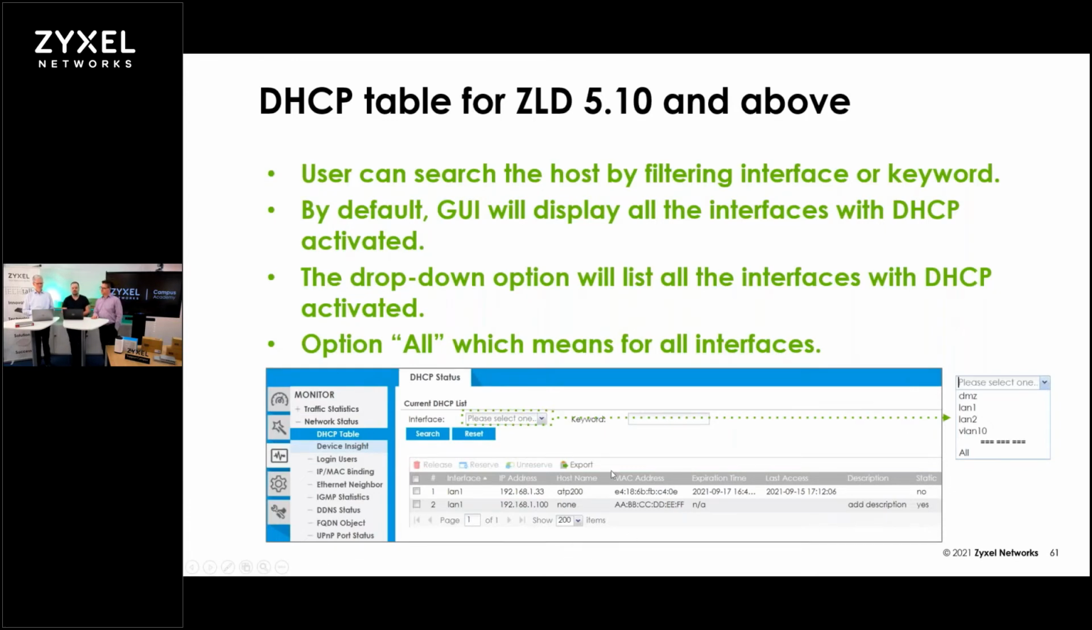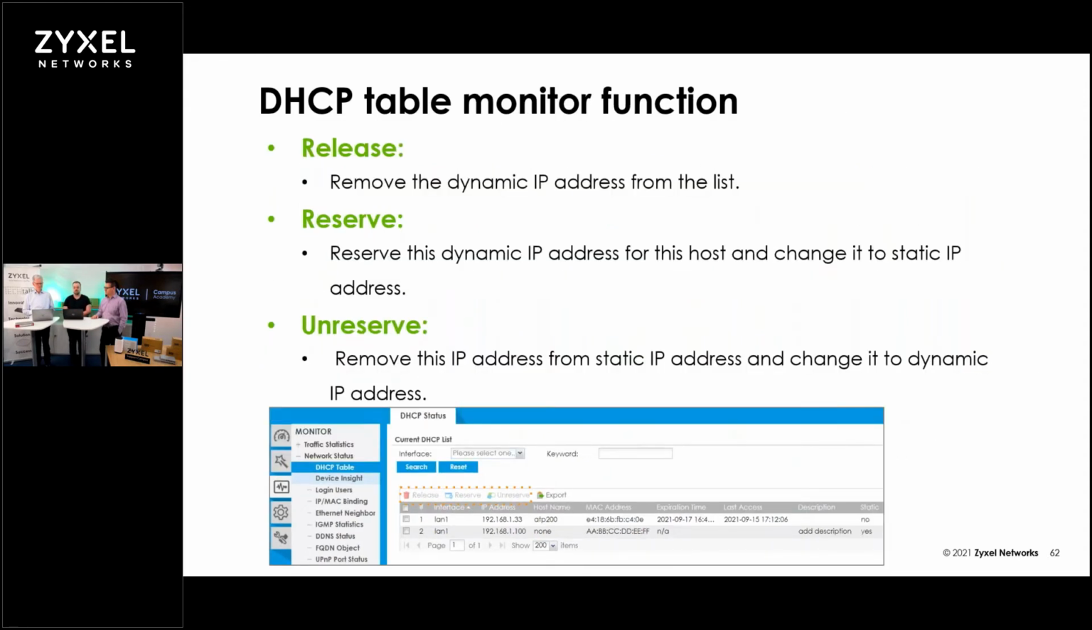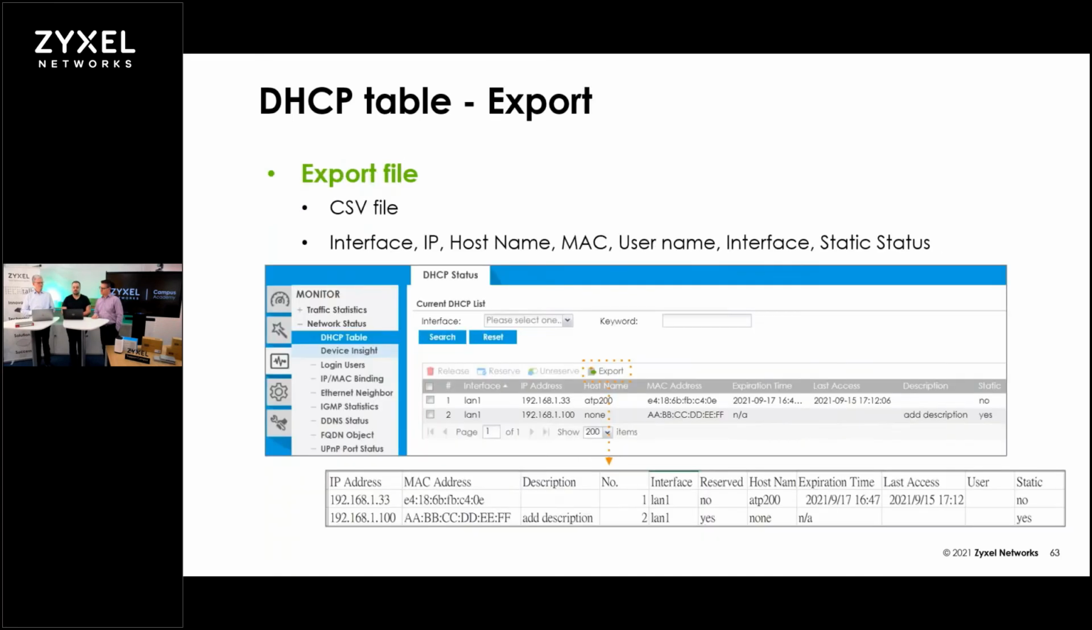For example, you can filter the interface to a VLAN interface, and you can easily monitor all the clients related to this specific interface. You also have the option to use IP MAC binding here, so you can reserve some IP address to make the IP address static, and you can unreserve it. And we have an export feature as a CSV file. You can export all your DHCP clients for your topology reference, for example, or also to send this to support if you have an open case. We can identify which client is on which network and has which IP address.